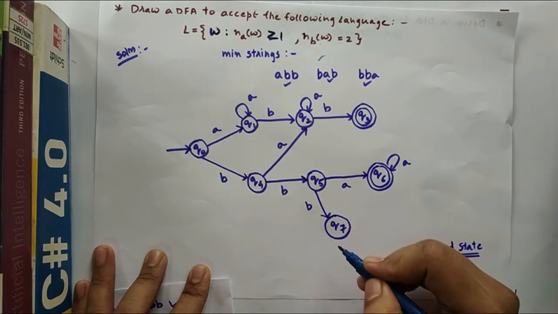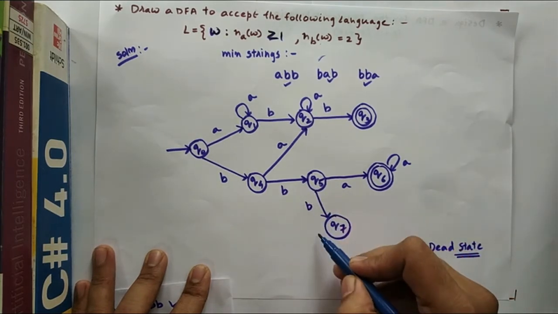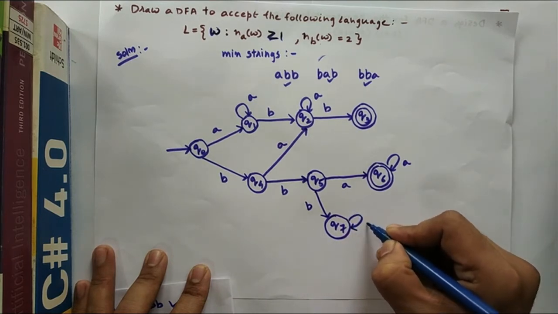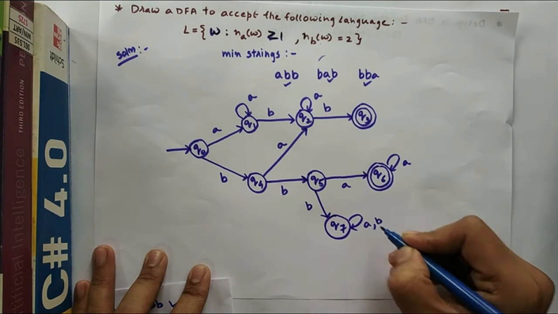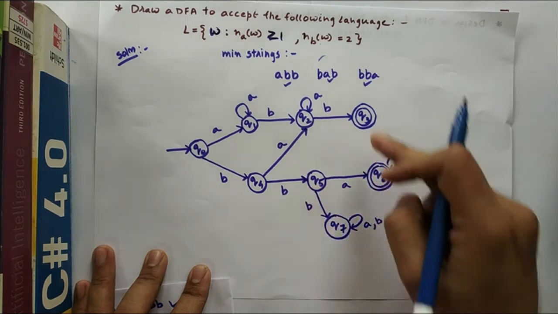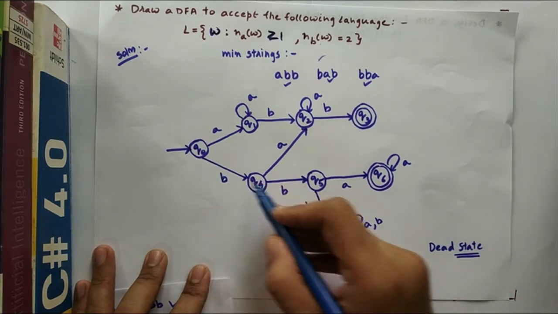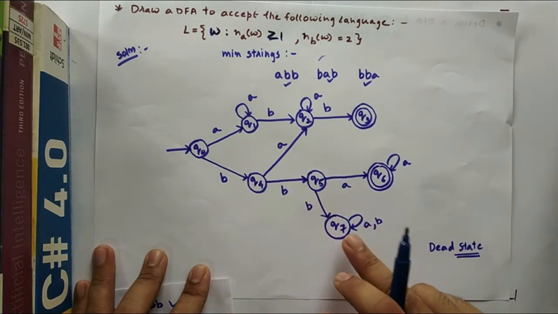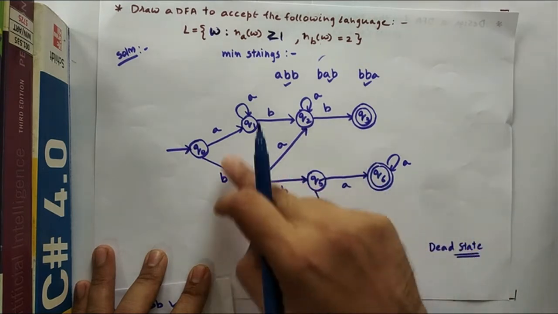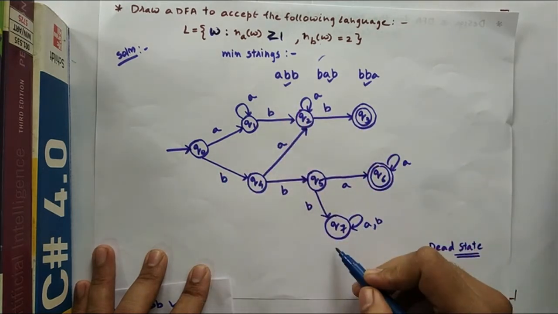Okay, for the third B you go to Q7. Then any more A's or B's which are encountered will remain in Q7 itself and never come back to reach the final state. So if the automata reaches this state Q7, there is no transition defined to come back to any other state. So it gets stuck here.